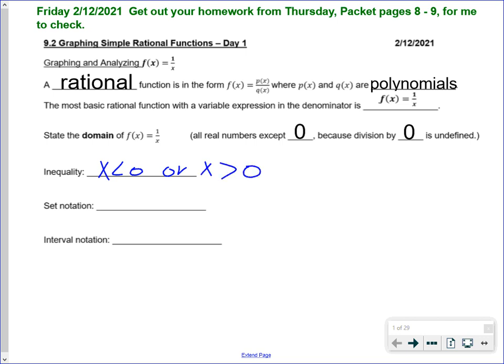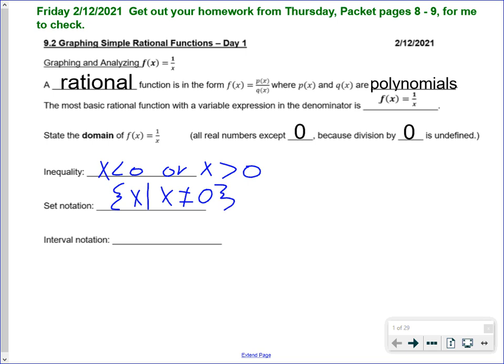For set notation, you do that fancy looking bracket. We put x, that line which stands for such that, x does not equal, sorry, it's supposed to be 0, not 1. And then close the bracket. So this says x such that x does not equal 0.